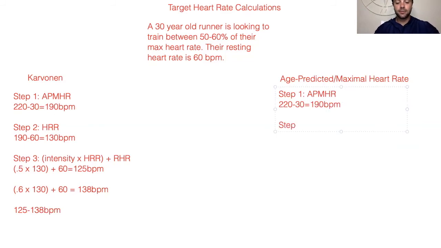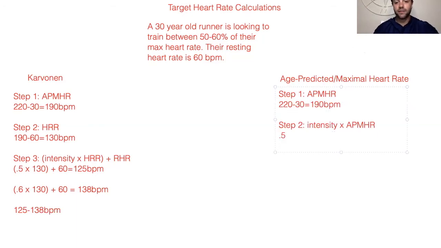Now, step two is all we have to do is intensity times their max heart rate. That's all it is, their age predicted max heart rate. That's all you have to do. So you do intensity times age predicted max heart rate, and you have to do that twice, because we have two numbers here in terms of intensity.